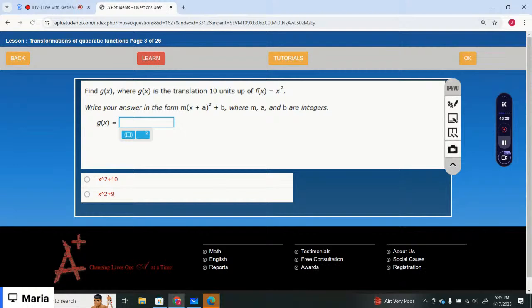Find g of x where g of x is the translation 10 unit up of f of x equals x squared. So which is the correct option? That is x squared plus 10. Option number 1 is the correct option.